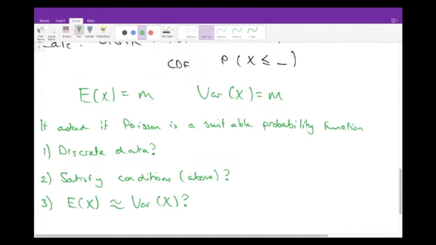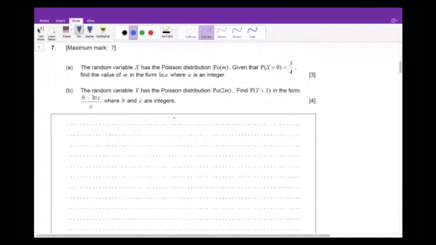Perfecto. Okay. So like I said, I think I've got a nice non-calculator one for us to look at. A random variable x has a Poisson distribution. Given that x is greater than 0 has a probability of 3/4, find the value of m.